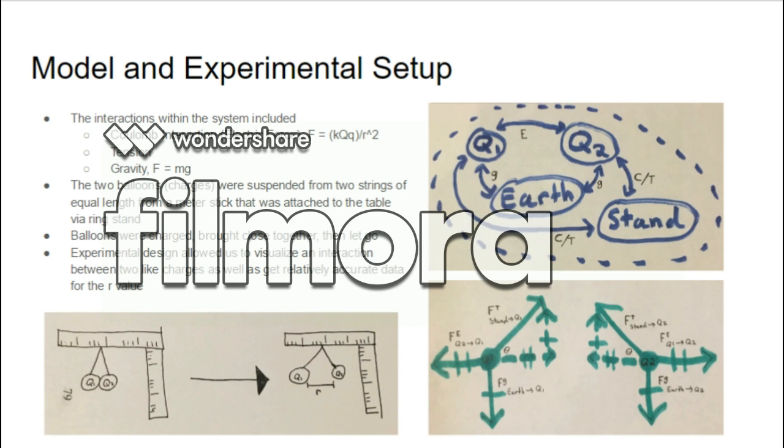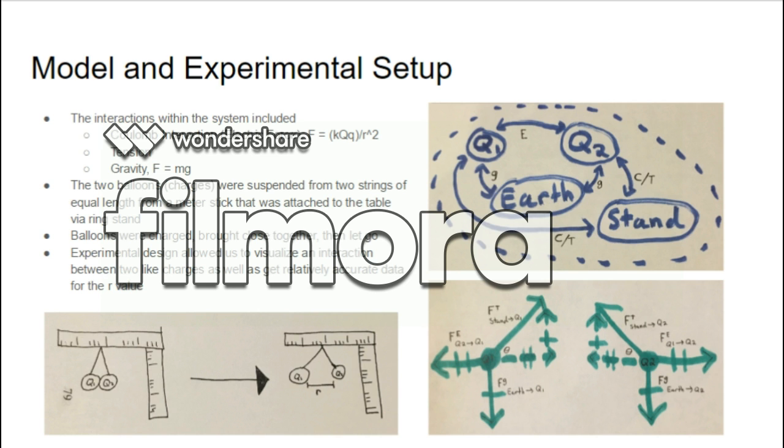Our experimental design is fairly interesting. We hung two balloons from strings of equal lengths from the same point on our meter stick, which was supported by a ring stand hanging off the side of the table. We charged each balloon by giving it one quick rub through my hair on all sides to ensure an equal charge. From there, we set the balloons close enough together and then released them. Once they came to a full stop, we measured the distance between them to get our R value.